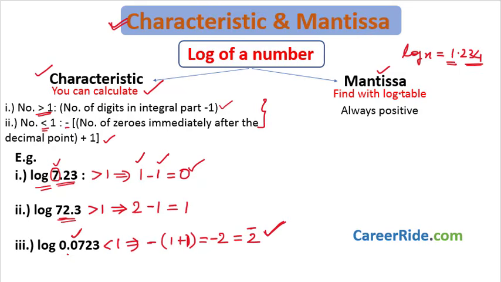Now let's talk about the mantissa. You find the mantissa with the help of the log table that is given to you, and its value is always positive.